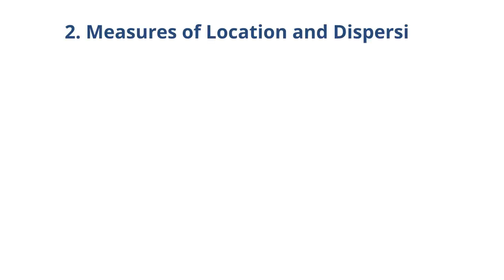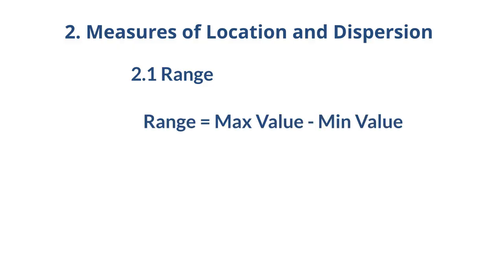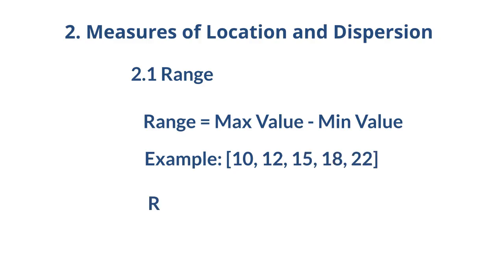2. Measures of location and dispersion. 2.1. Range. The range is the difference between the largest and smallest values in the dataset. It is a simple measure of dispersion. Range equals max value minus min value. For the dataset 10, 12, 15, 18, 22, the range is 22 minus 10 equals 12.